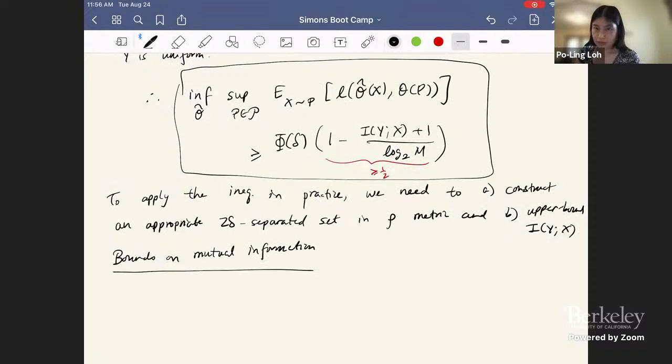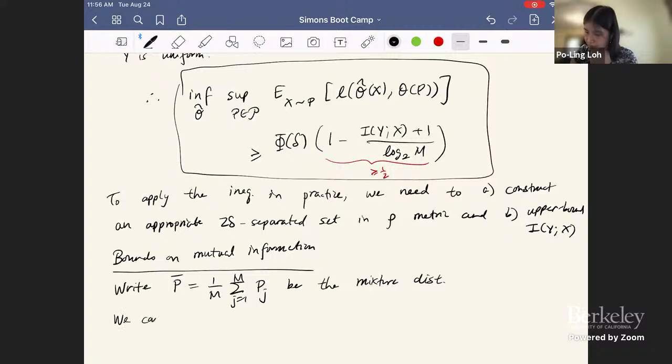All right, and so what you do is, well, for now, let's write P bar to be equal to the mixture distribution 1/m, sum j goes from 1 to m, pj. So let this be the mixture distribution. Then we can check that.